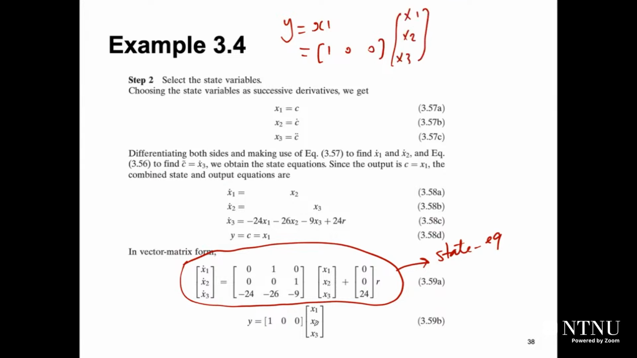If someone else wants to measure x2, maybe someone says, no, I want to measure x2. In this case, y equal x2, and it will be 0, 1, 0. As you can see, it's very easy to write the output equation because it's based on your requirements, which variable you want to measure, right? So imagine x1 is a displacement, x2 is a speed, and x3 is acceleration. Which parameter you want to measure is based on your selection.